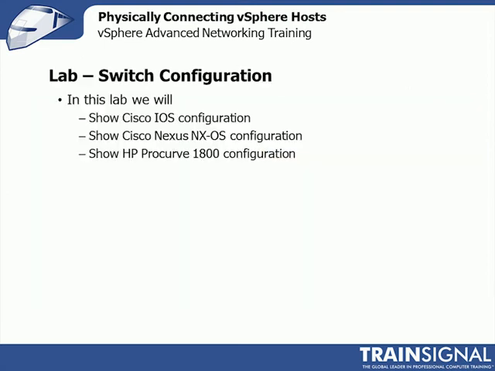So with that, let's go ahead and we're going to jump in the lab and I'll just run through these commands again. We're going to do one for iOS, one for NXOS, and I'll show you an HP ProCurve 1800, which is probably not a switch you're going to see in the enterprise, a very common lab switch, very popular, fanless, 24 ports, gig, handles, is managed with VLANs and trunking capability, so it's common.